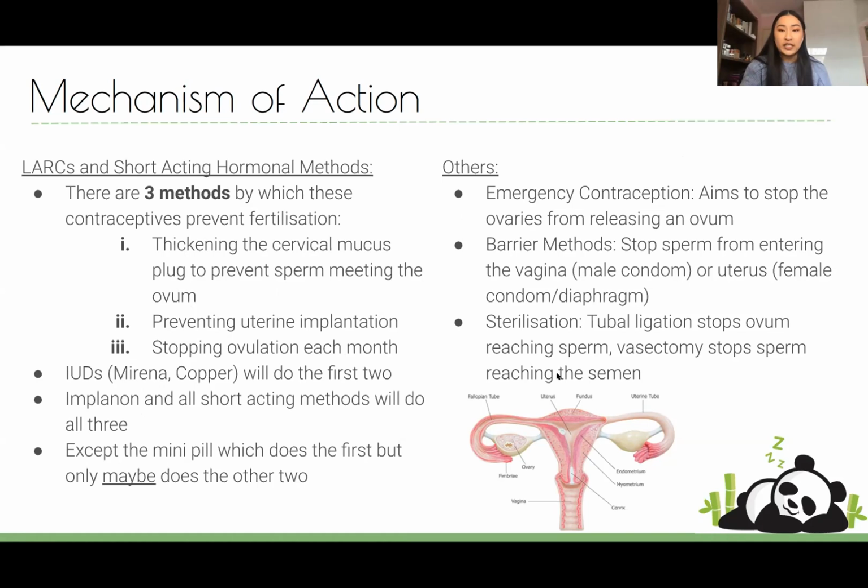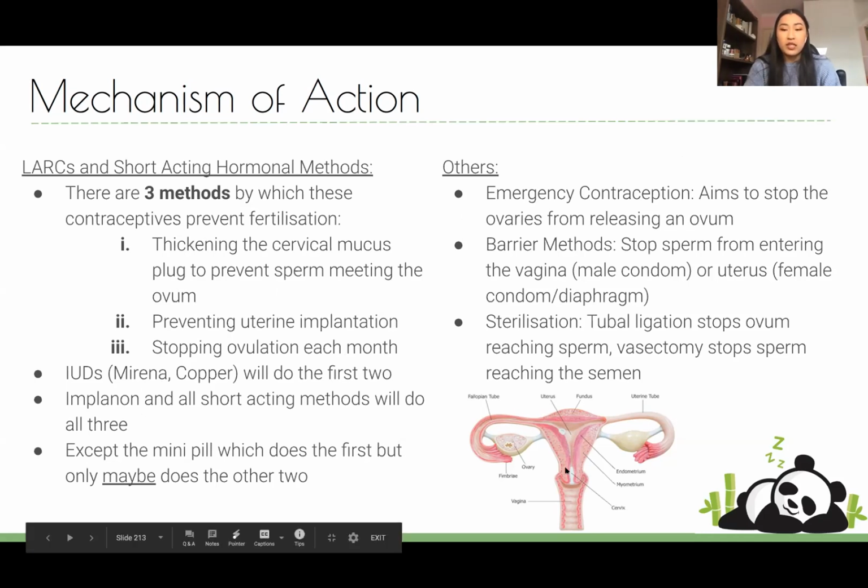The other ones are much easier to learn. So emergency contraception, it's a very high dose of hormones, and the aim is just to stop the ovaries from releasing an egg. Your barrier methods, very intuitive, make a lot of sense. They either stop the sperm from entering the vagina or they stop the sperm from entering the uterus. And then sterilization, again, makes a lot of sense. If you cut the fallopian tubes, then the ovum can't reach the sperm. If you cut the vas deferens, the sperm can't reach the semen.